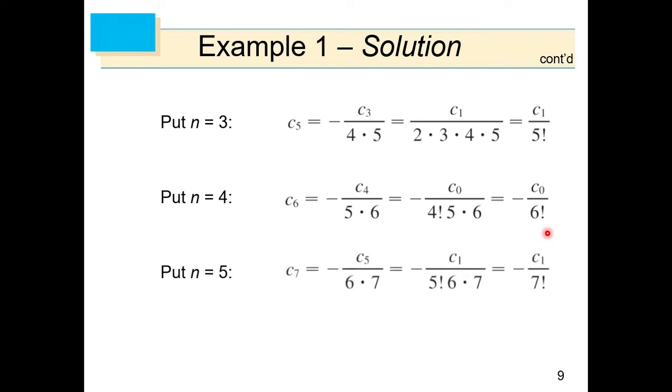Similarly, put the value n is equal to 5, we get c7 is equal to minus c5 upon 6 into 7 is equal to minus c1 upon 5 factorial into 6 into 7 is equal to minus c1 upon 7 factorial.